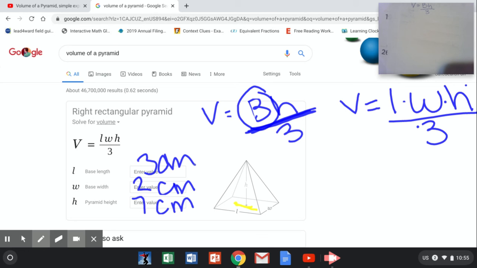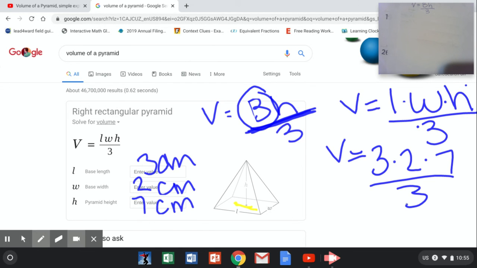So let's go ahead and solve for this. Volume equals, what is our length? 3 times our base, or excuse me, our width, which is going to be 2, times our height, which is 7, divide by 3. So 3 times 2 is 6, times 7, and then divide by 3. I should have written that a little smaller. Volume equals, so 6 times 7 is going to be 42 divided by 3.